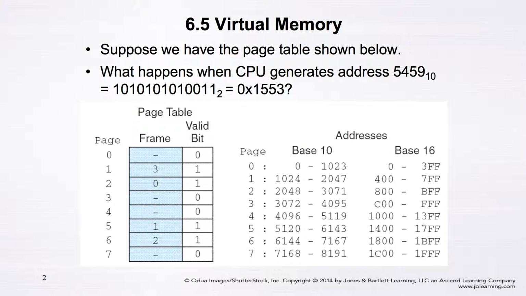Now suppose we have the page table below, and the CPU generates an address of 5459 in decimal. We can transform it into binary or hexadecimal, which is 1553 in hexadecimal. This is the page table right here. We have the page number, the frame, and the valid bit.